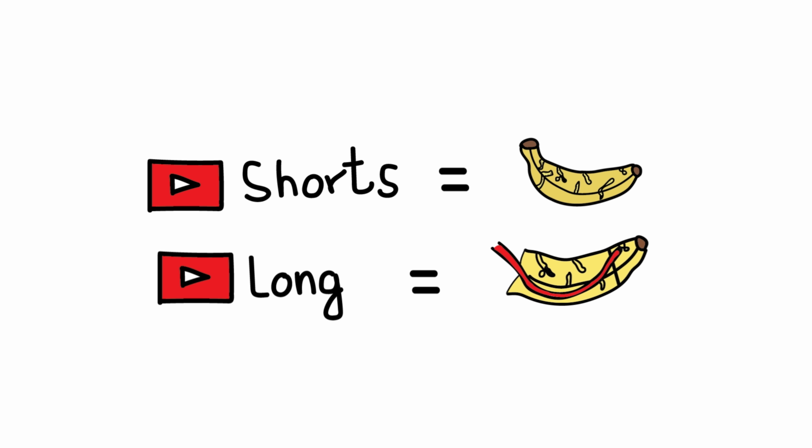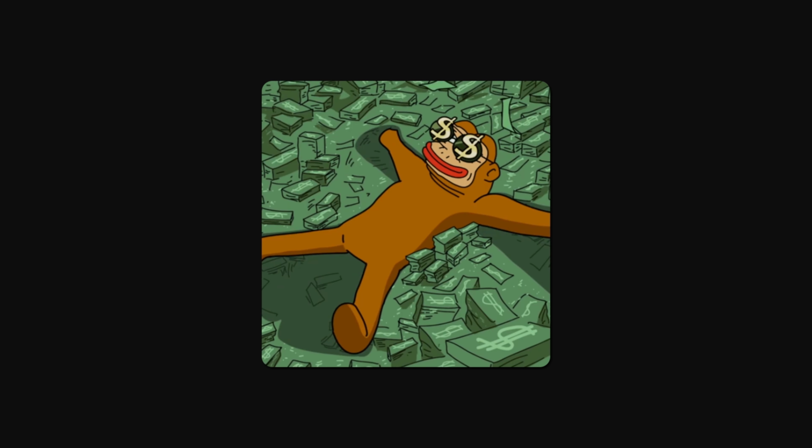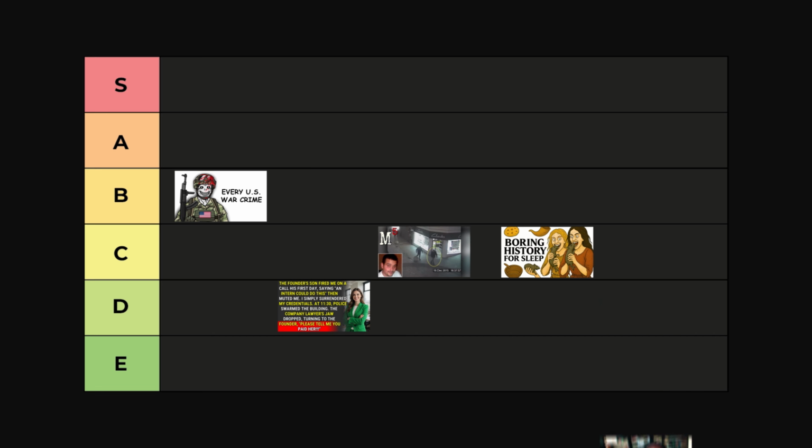A Shorts YouTube channel usually makes far less money than a long-form channel because Shorts have a much lower RPM. Even a million Shorts views might earn just a few dollars compared to the thousands long-form can generate. So what's the tier? B tier.